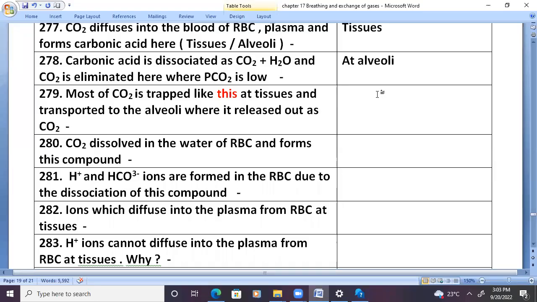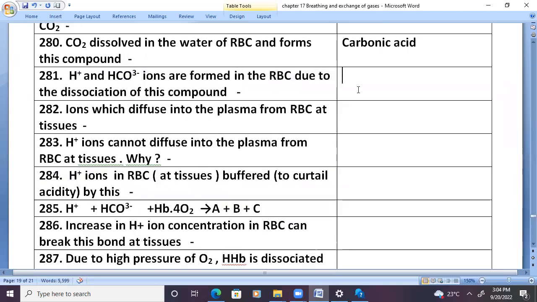So most of the carbon dioxide trapped like this, in what form are we talking? We have 70%, 7% and a little amount, 20 to 22%. So 70% of carbon dioxide is transported in the form of bicarbonates, and that is what we have to answer here. Carbon dioxide dissolves in the water of RBC and forms carbonic acid. HCO3 minus ions are formed in the RBC due to the dissociation of this compound.